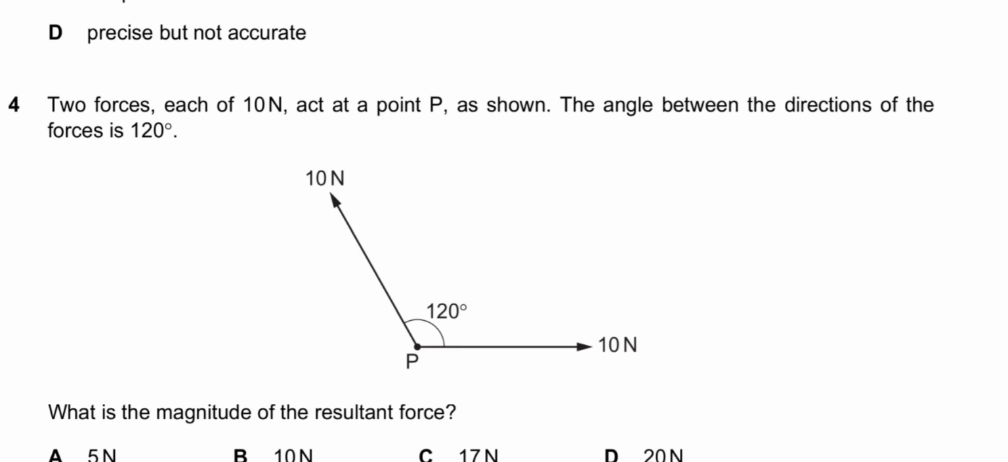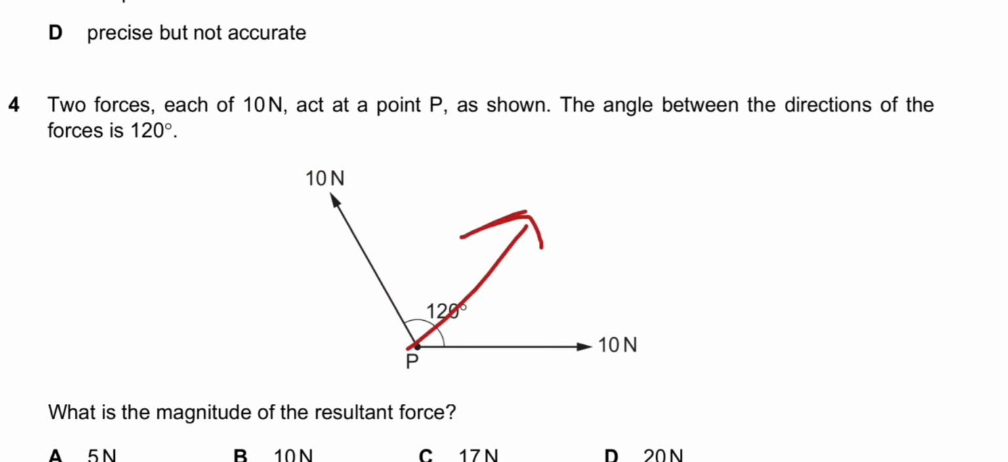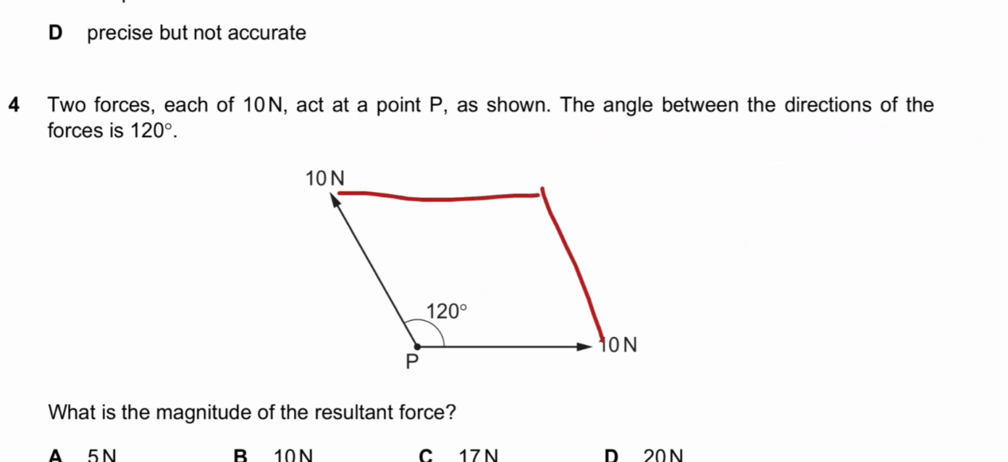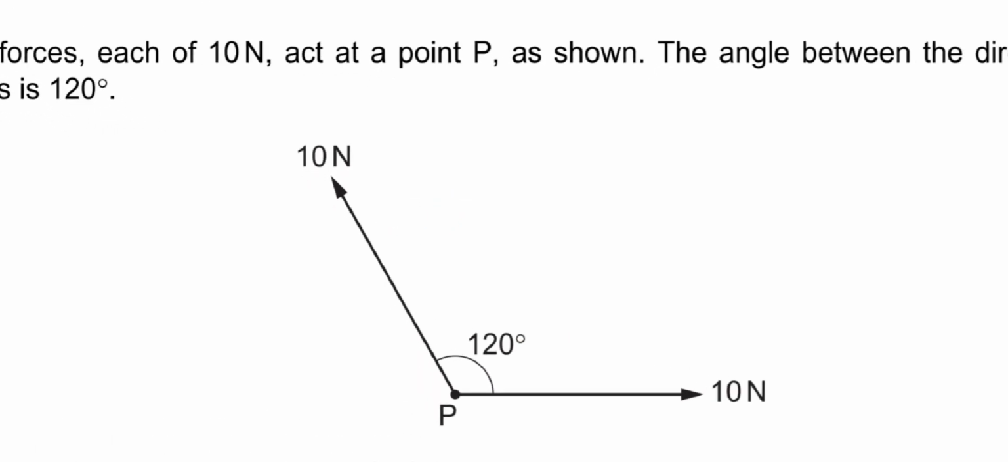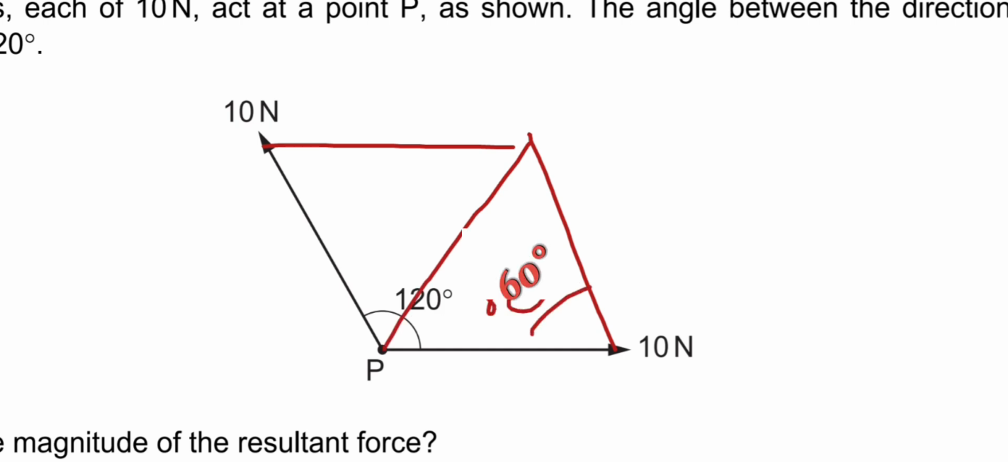Moving on to number 4, we're given two forces that weigh 10 newtons each. So this force and that force, and the angle between them is 120. So we know that the resultant force will be acting in that direction. So we can use the parallelogram rule, which is quite easy to use. If we were to complete it into a parallelogram like this, this would be our resultant force. We know that if there's 120 degrees here, there have to be 60 degrees here. Okay, so if we draw a parallelogram, there has to be 60 degrees here.